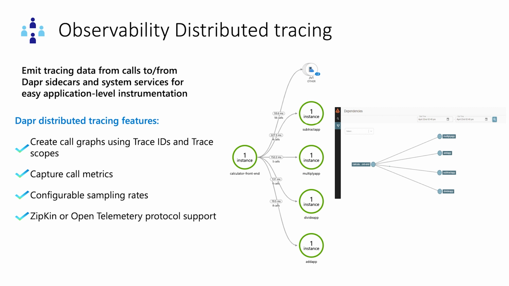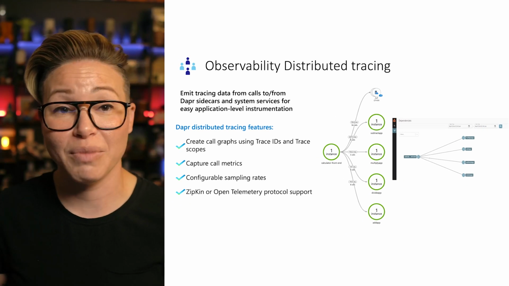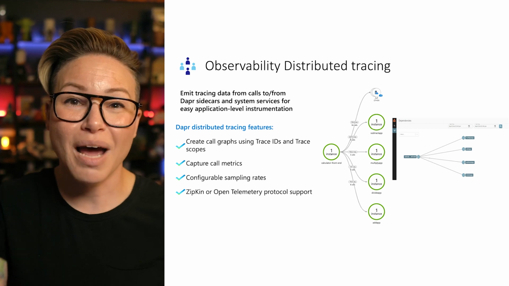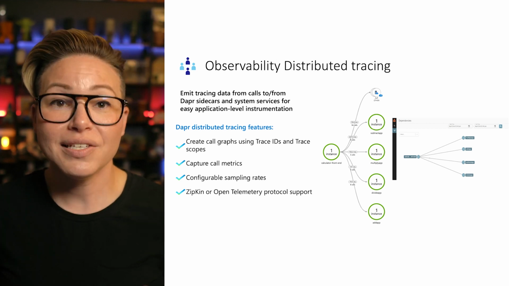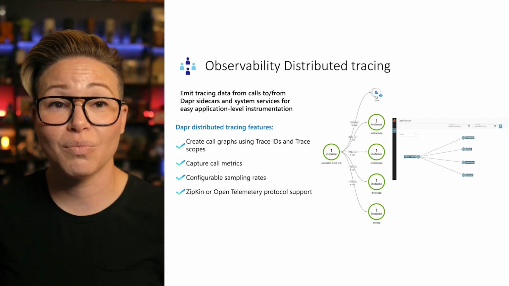Zipkin is a distributed tracing system. It helps gather timing data needed to troubleshoot latency problems in service architectures. Features include both the collection and lookup of this data. Best of all, Dapr supports Zipkin by default. This means that as a developer, we don't have to write any special code for this to work.